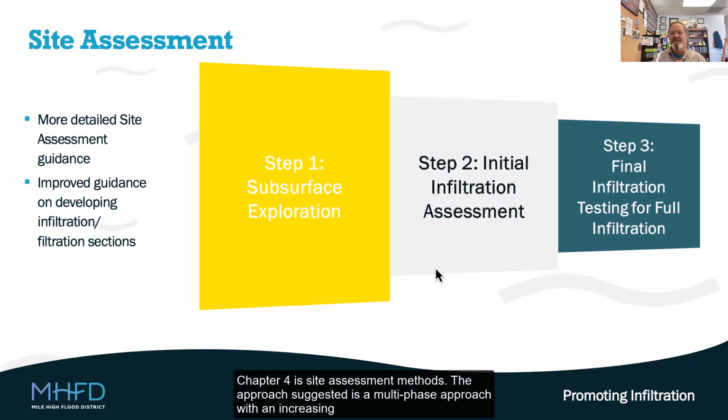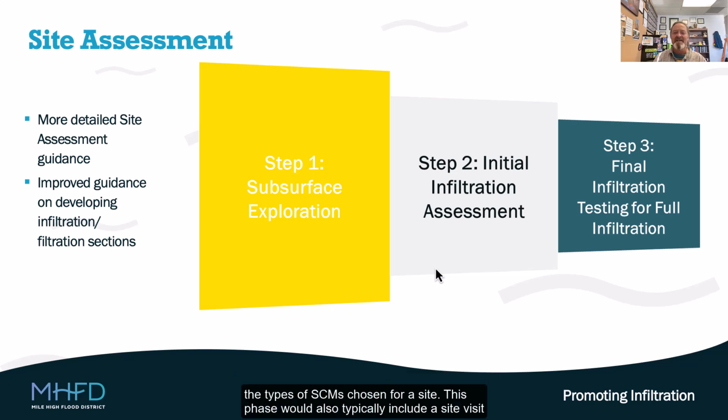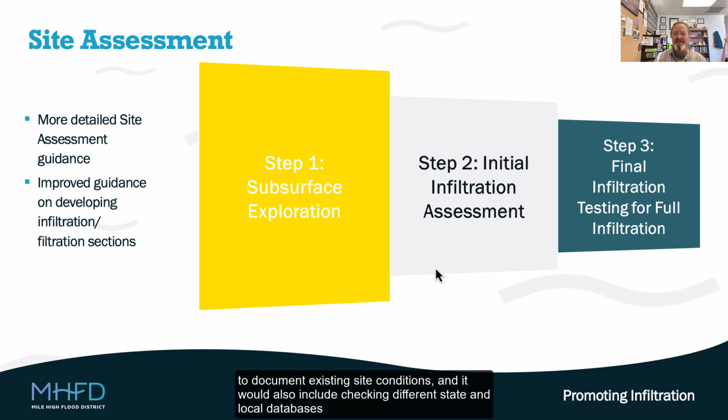The approach suggested is a multi-phase approach with an increasing level of detail as you move through the different steps. So site assessment really begins with a desktop assessment and gathering of relevant information on hydrology, soils, groundwater, and other factors that may affect the types of SCMs chosen for a site. This phase would also typically include a site visit to document existing site conditions, and it would also include checking different state and local databases to see if there's any suspected contamination on the site.